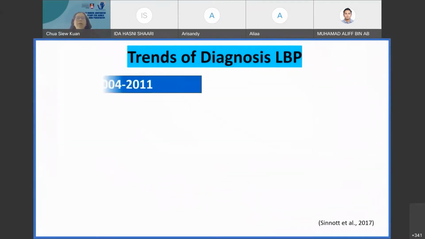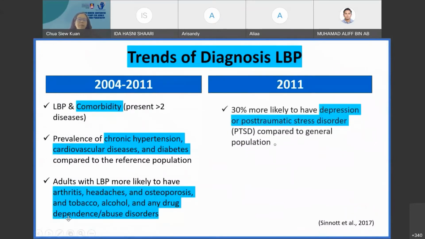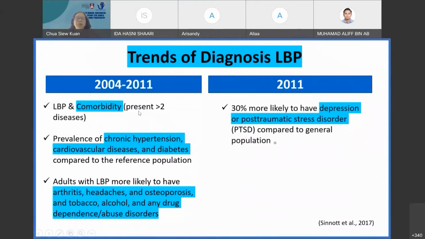Okay, the trend. Let's look at the previous trend of diagnosis. How people were diagnosed from 2004 to 2011, they found that those who have low back pain are always related to comorbidity, a high prevalence of chronic hypertension, cardiovascular disease, and diabetes compared to the reference population. Adults with low back pain are also more likely to have arthritis, headache, osteoporosis, tobacco or alcohol use, and any drug dependence or abuse disorder.